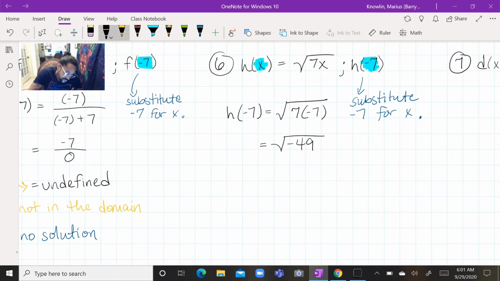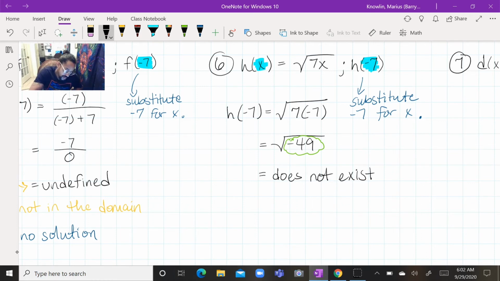Now, right here, whenever you're taking the square root of a negative number, that is something that you're not allowed to do. We can simplify this mathematically speaking. However, technically, you cannot take the square root of a negative number. Okay? So, this would be said to not exist. Does not exist. Okay, we won't say it's undefined, we'll just say does not exist.